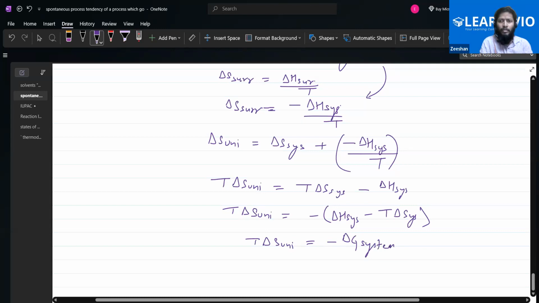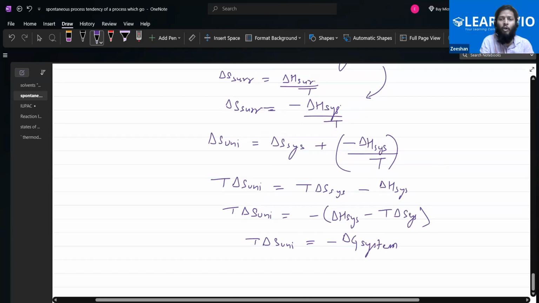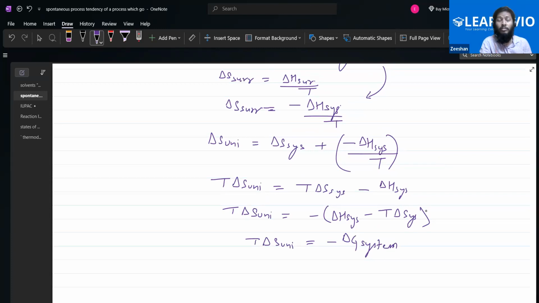See what happened. Why have we eliminated this surrounding thing? Because we have the knowledge of system only. What is happening with the system? What is delta H of it? So we have replaced this. So finally we get T delta S is equal to G of system. Okay.